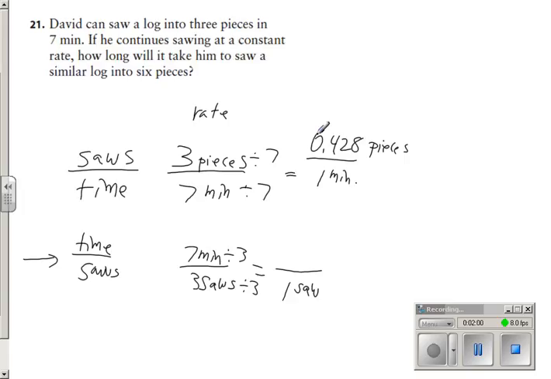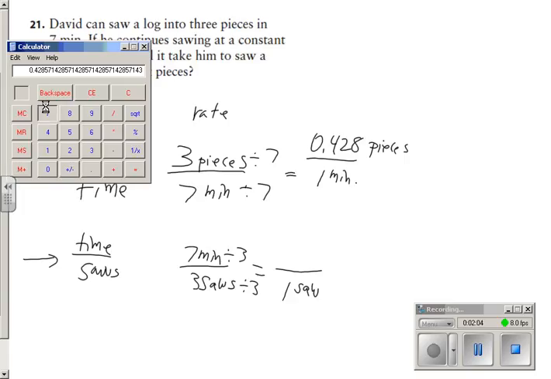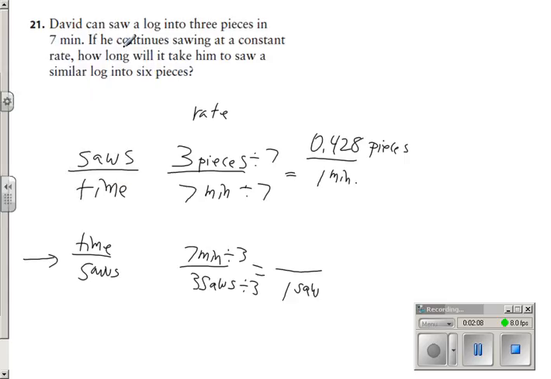And down here, we will have 1 saw. And then 7 minutes divided by 3, which is the opposite of what I did before. I get 2.3, or 2.3 repeating minutes per saw.